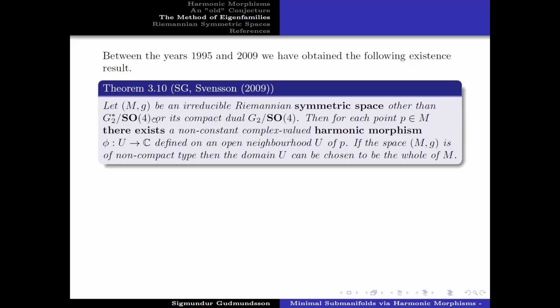This is non-compact, or its compact dual, which is compact, of course. Then for each P, there exists a non-constant complex valued harmonic morphism defined on an open neighborhood U of P. Yeah? If the space is non-compact, like the hyperbolic space or something, then the domain can be chosen to be the whole of M. So we solved this in these years. You see, these are how many years? 14 years, with different methods, but later on we have seen it more generally.